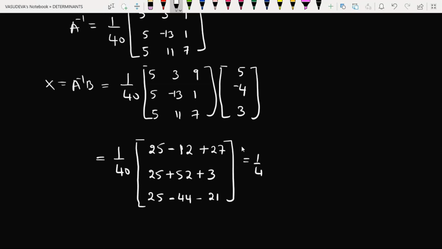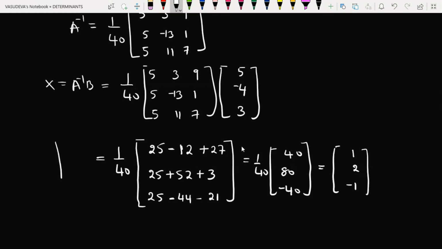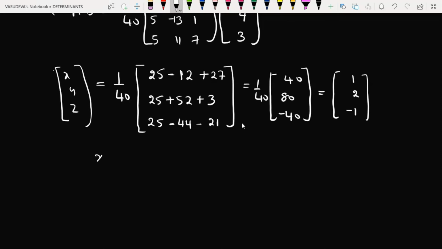So 1 by 40 into, this is 25 minus 12 plus 27 is 40, and this is 80. 25 minus 44 minus 21 is minus 40. So this is equal to multiplying all the elements by 1 by 40, 1, 2, minus 1. So here this is x, y, z. So equating the corresponding elements, we are getting x is equal to 1, y is equal to 2, and z is equal to minus 1.